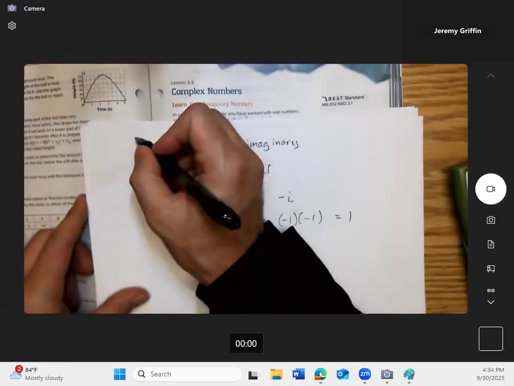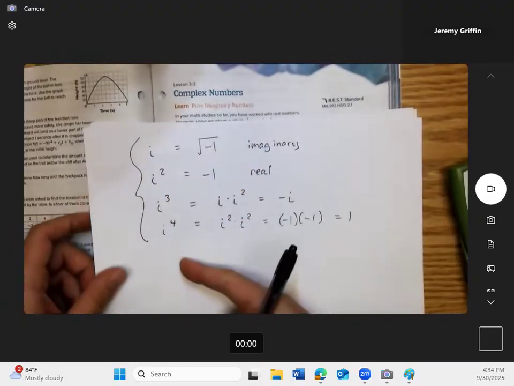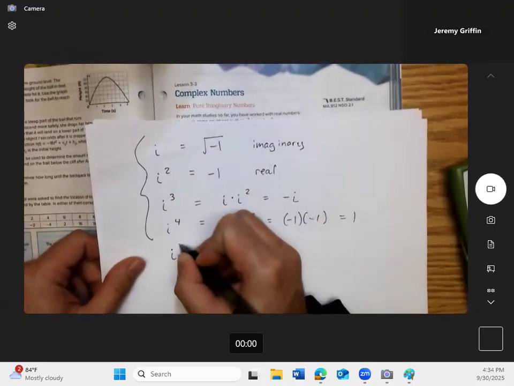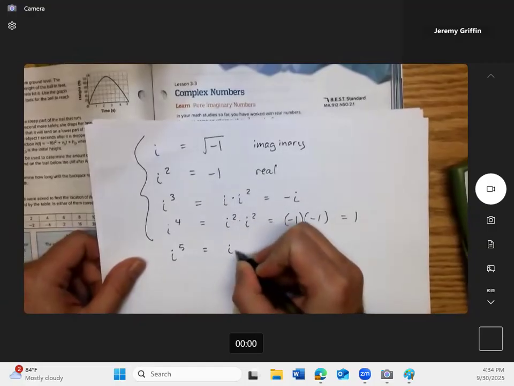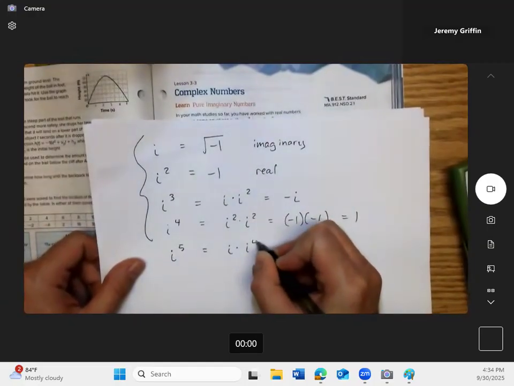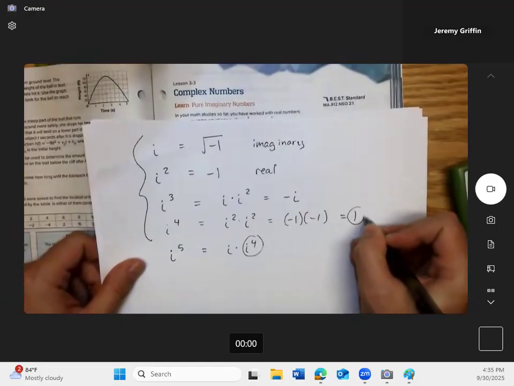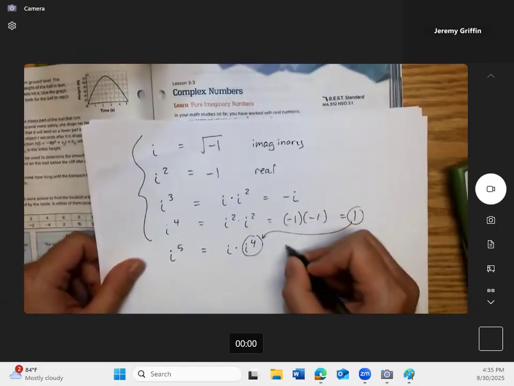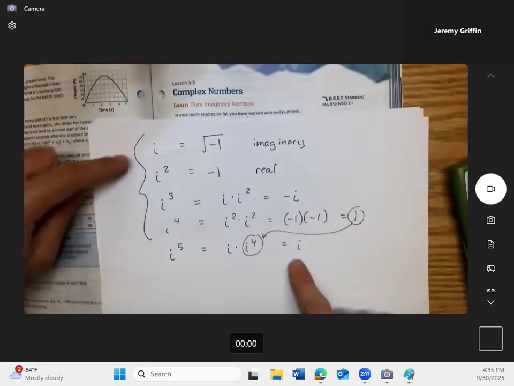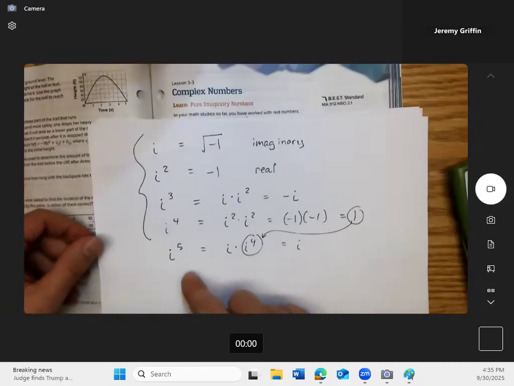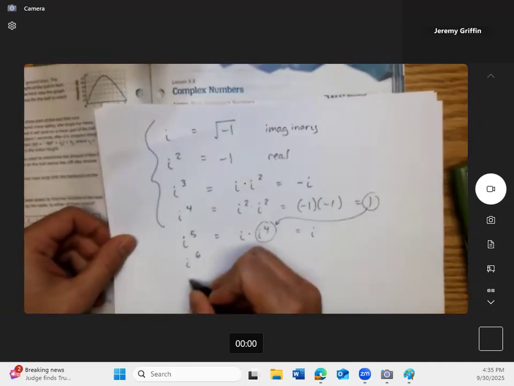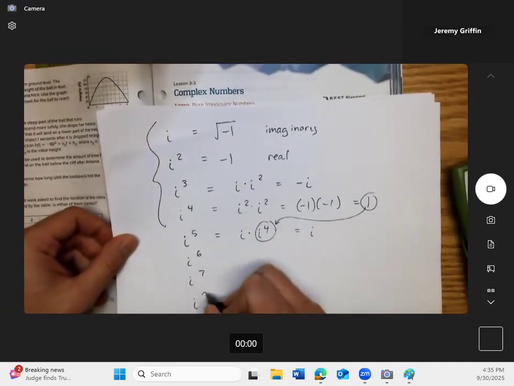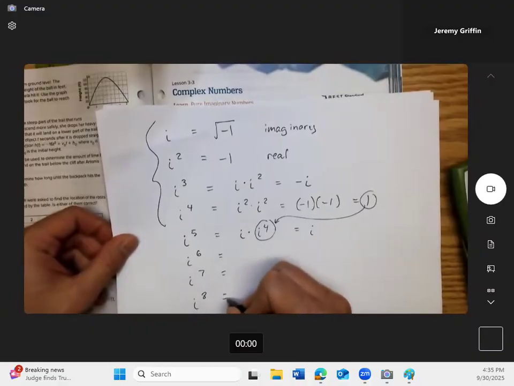So this is actually a four-part pattern. Like anything I do beyond this, like what if I do i to the 5? Well, that's just i times i to the 4, but i to the 4 is just 1. So we're back to just i. Right? Okay, so we're back to the beginning. Right? Okay, so if I did i to the 6, i to the 7, i to the 8, let's see, how would this play out?